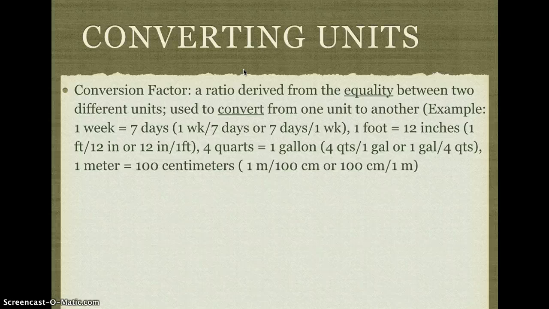It's a ratio. 1 foot over 12 inches or 12 inches over 1 foot, it means the same thing. The ratio is always equivalent to 1. And this is derived from an equality between the different units. And so again, the ratio is 1 foot over 12 inches or 12 inches over 1 foot. Ends up being the same thing. They're both 1, but they are derived from an equality, knowing that 12 inches is equal to 1 foot. And this is what we use to convert one unit to another.